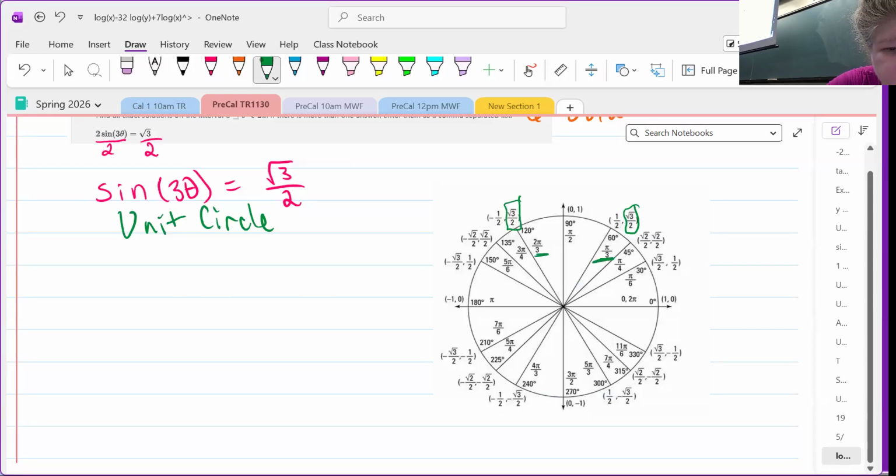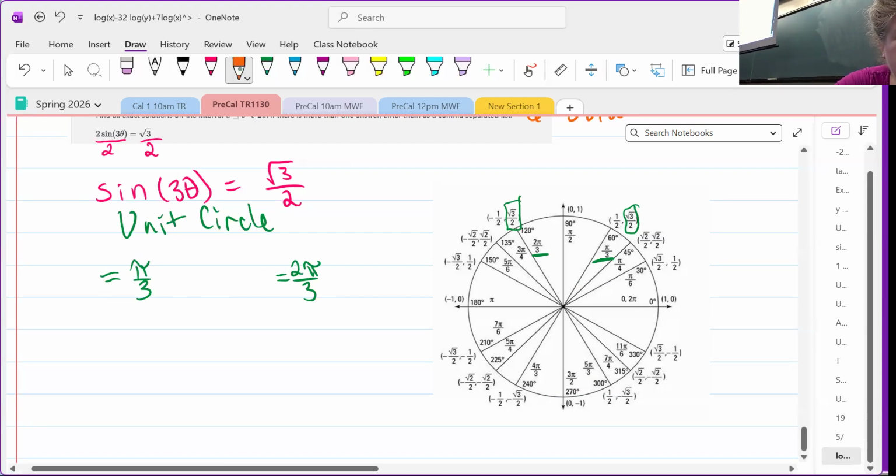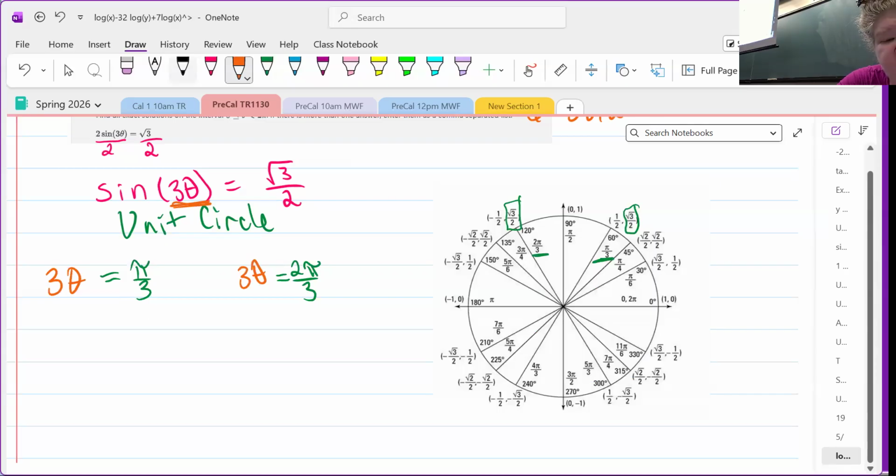The angle values that correspond, we've got to go with the radians. So I have pi over 3, and I have 2 pi over 3. Those are my numbers from the unit circle. But it was sine of not theta, but sine of 3 theta. So these are 3 theta equals pi over 3, and 3 theta equals 2 pi over 3.